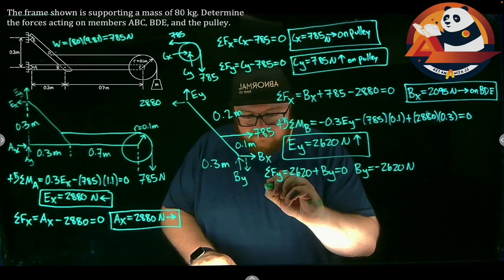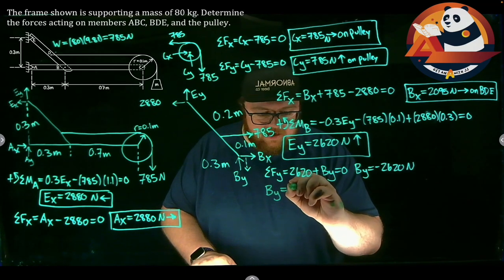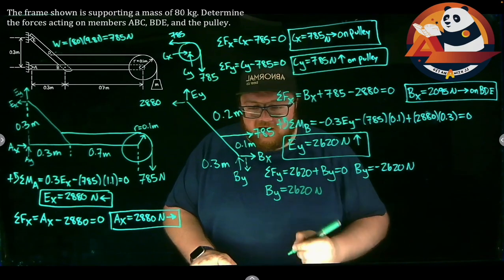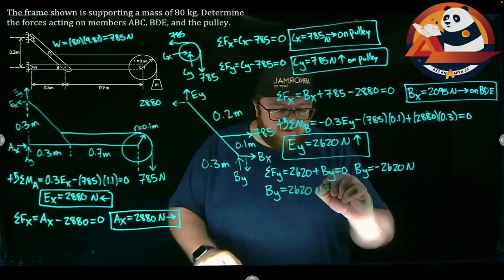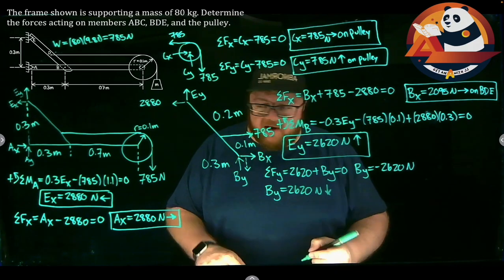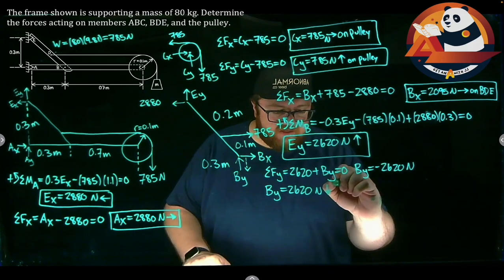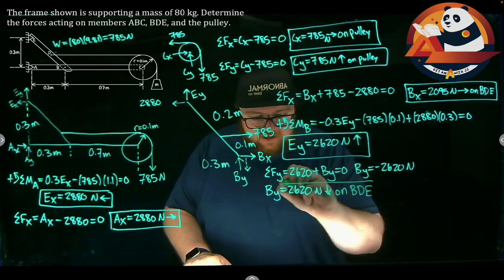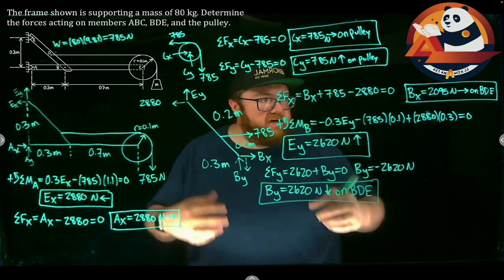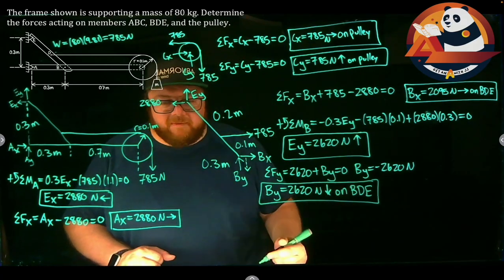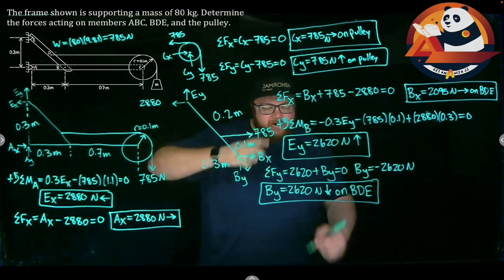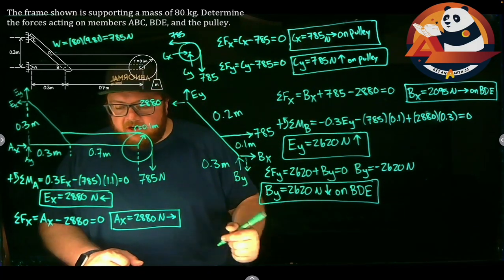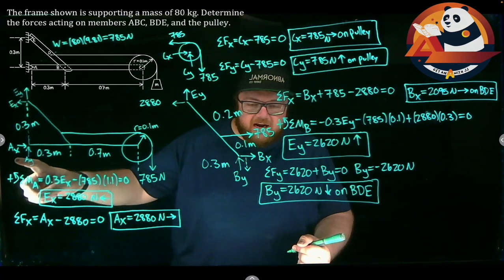BY is really a positive. We're getting rid of that negative, 2620 newtons. And our direction should be going down here, down. And we're working on member BDE for this one. On BDE. Because that's an internal connection for us, we're connecting two pieces together, we want to say on what member we're working with, because if that shows up on another one, we'd have a different direction. We've got to make sure we're getting that right. But that's all but one of our unknowns. All that we still have to do is find AY.